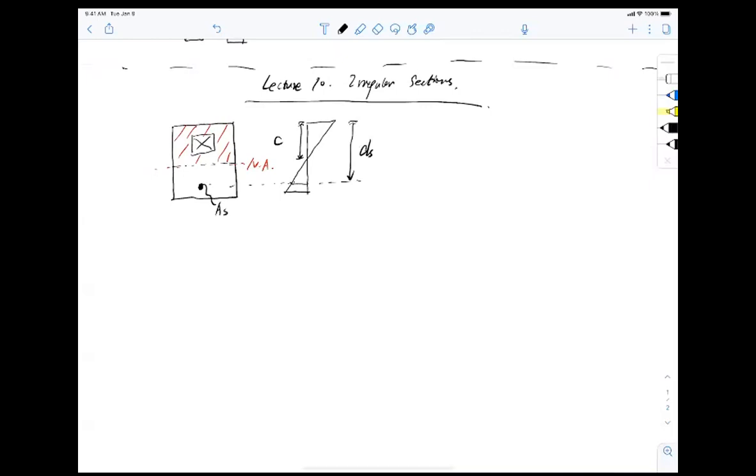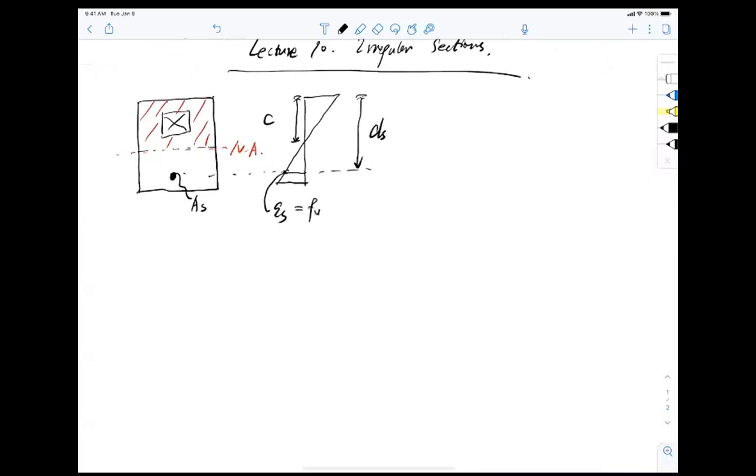And now all I have to assume is that epsilon S, which is the strain of the group of the bars, would equal the yield strain, epsilon y. So to solve this problem, all I have to do is, if I know C, I can get my A. And now if I get my A, this is 0.85 F prime C, and then I can get the total compression force CC equal to 0.85 F prime C beta 1 C, that's A basically, and B. And by the way, B is this width of the section here.